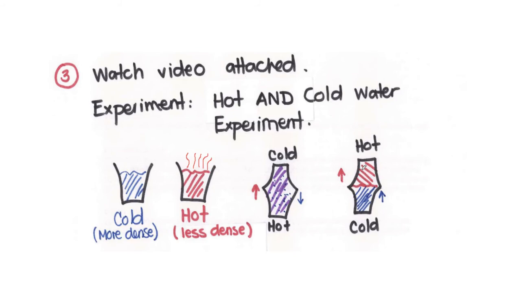But what happens if I have the hot water on top? If I have the hot water on top, the hot water will continue going up. Agree? It's going to try to go up. So because it's trying to go up, it's not going to mix with the cold water. So the cold water will remain at the bottom, the hot water will remain on the top, and therefore it won't mix. So I think it's a very visual experiment that helps you to understand this concept.